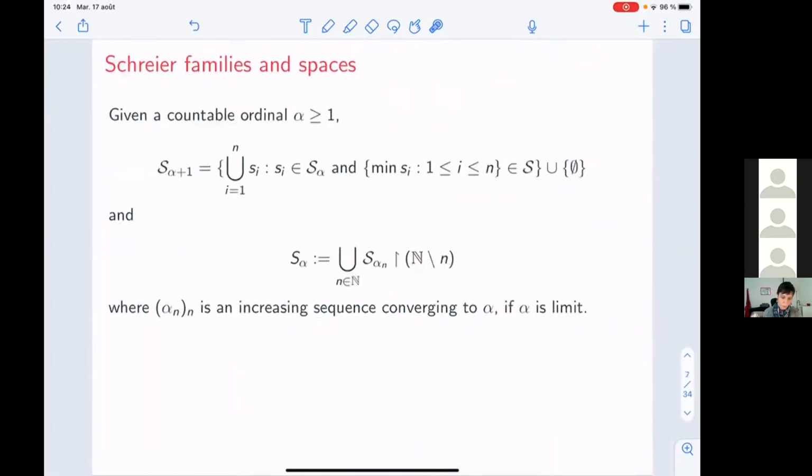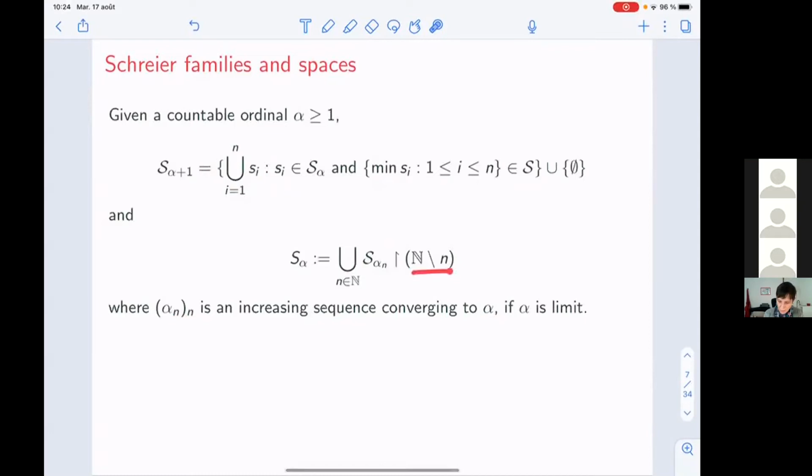There are also more complex versions of the Schreier family, which are the Schreier families of higher orders. If you take a countable ordinal, you can make some interpolation here. So you take elements of the previous family and you take finite unions of them. And these finite unions are restricted to some condition related to the first Schreier family. This is how you define the Schreier families for successor ordinals. And then for limit ordinals, you take tails of Schreier families of some sequence converging to the limit ordinal, and you take the union of them.